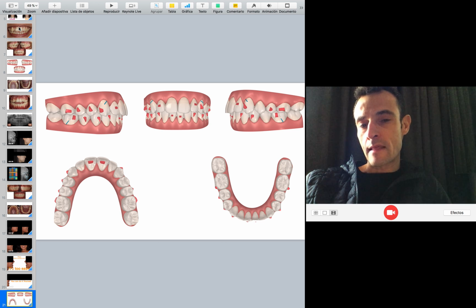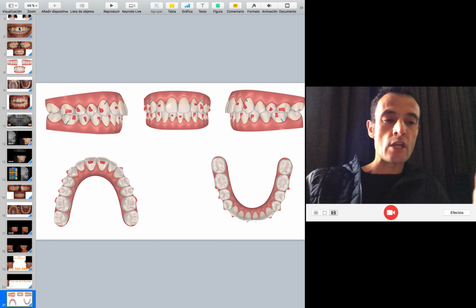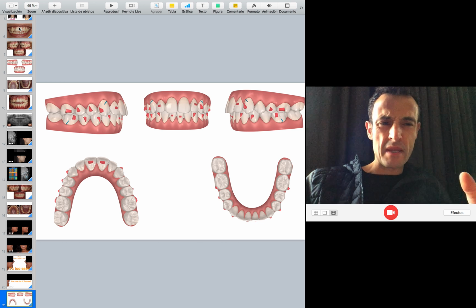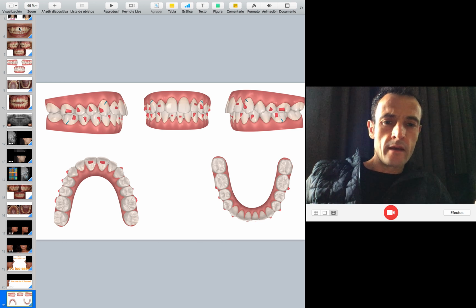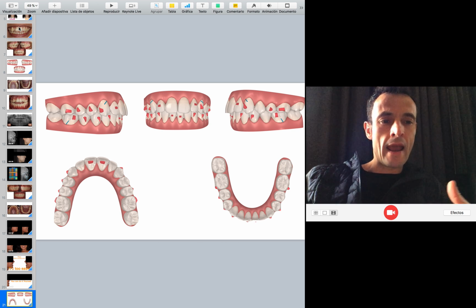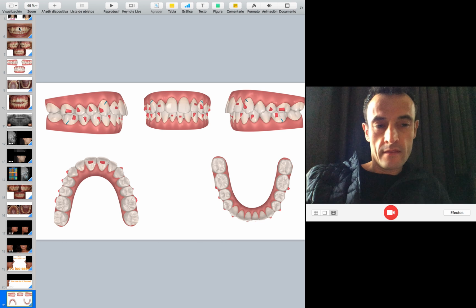The class 2 elastics that I plan in this case, I didn't start using from the beginning. The patient started using class 2 elastics maybe when I was in month 6 or 7 of the treatment, when I had developed the upper arch in the transversal plane.